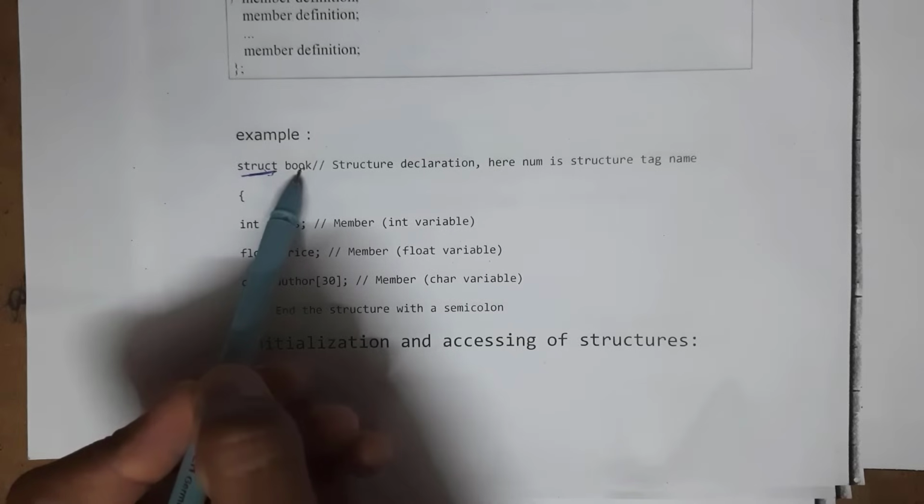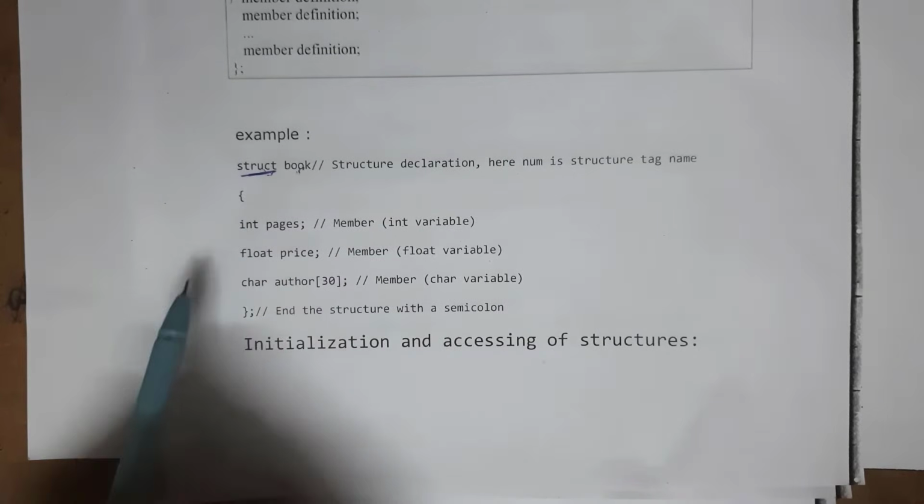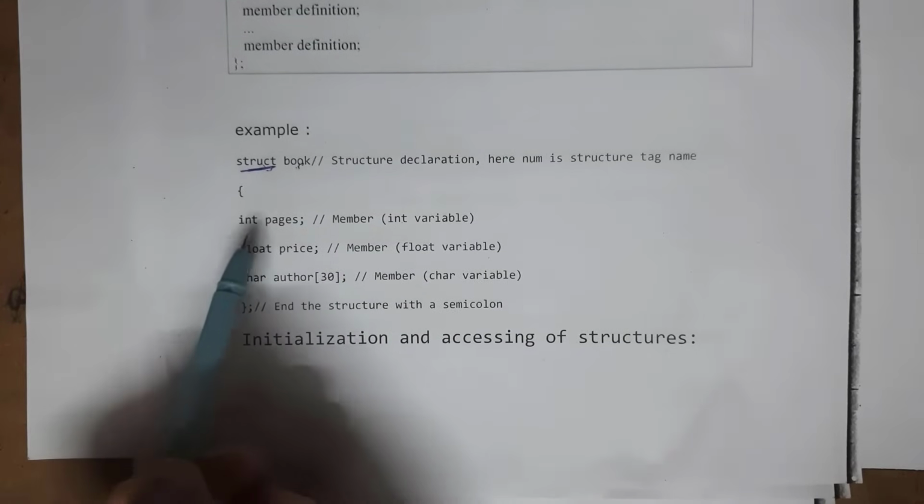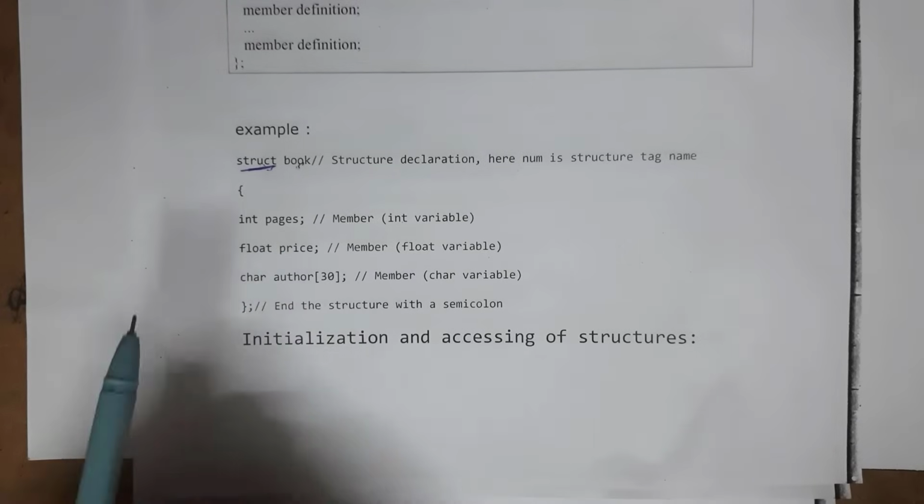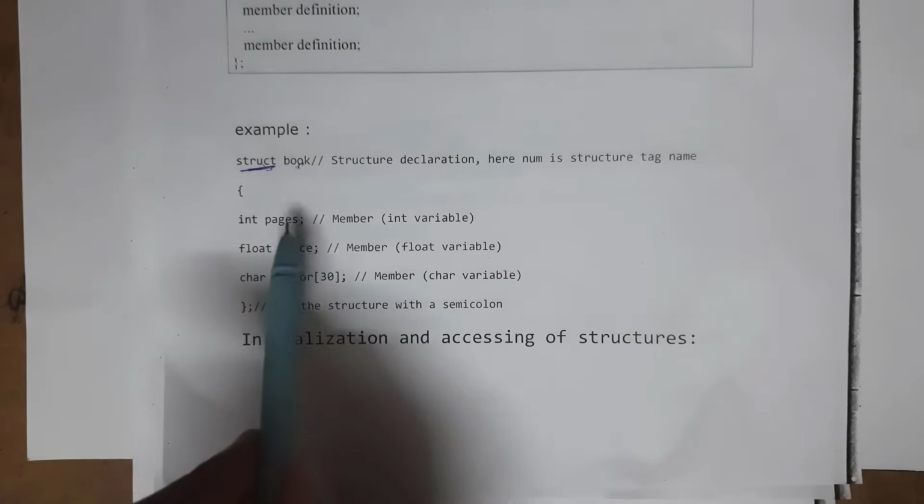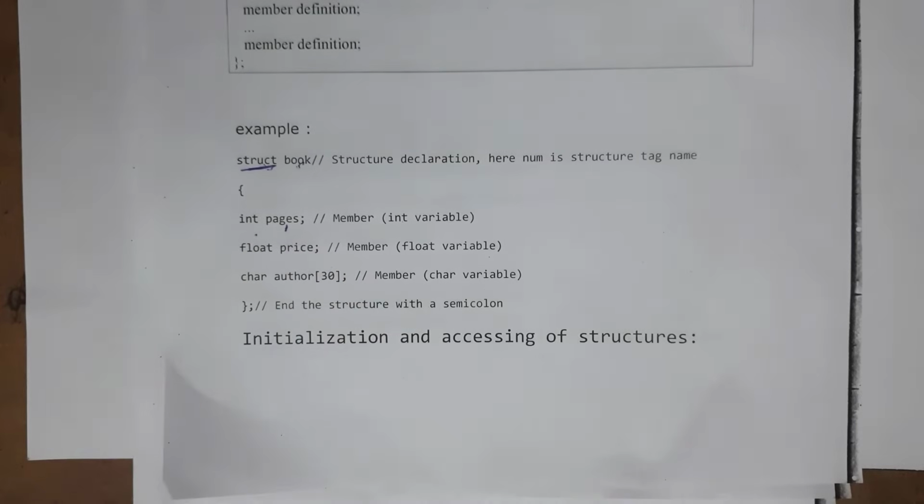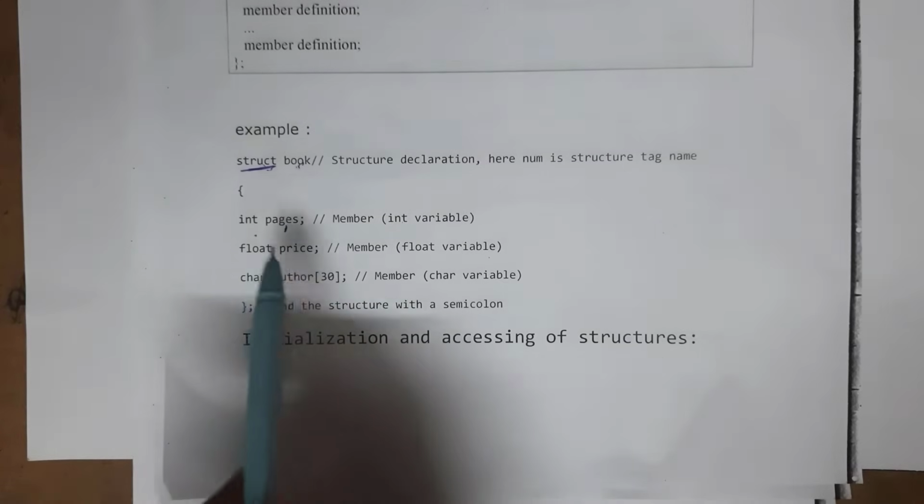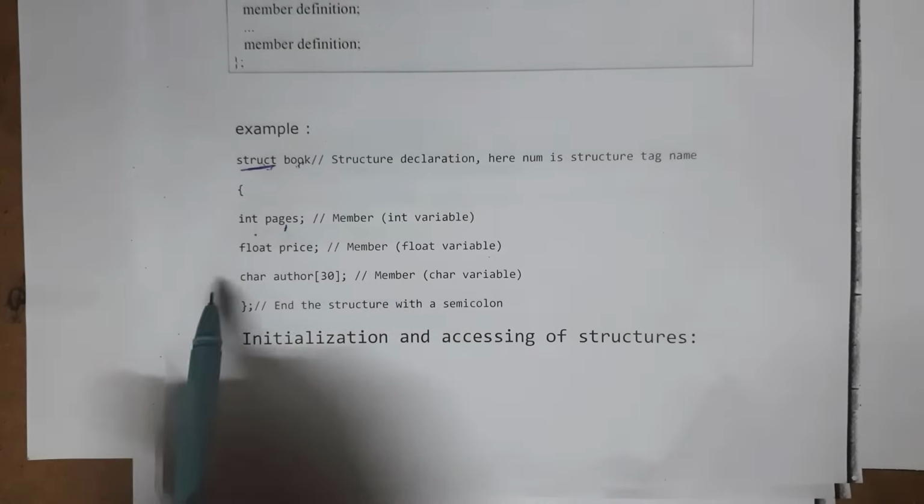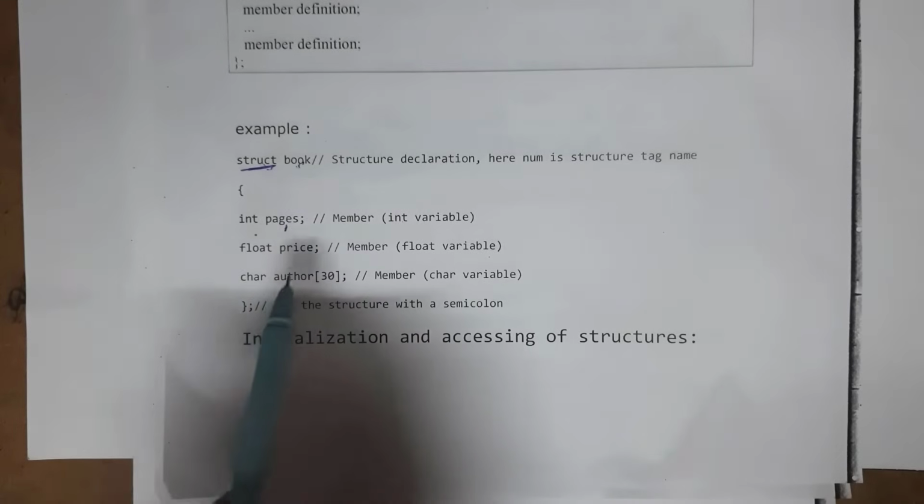Book is the name of the structure, and after that I opened curly brackets, and inside the curly brackets I wrote int pages, float price, char author, where pages is the variable name and int is the data type. As I said before, by using structures, we can store variables of different data types in one place. So here I stored the variables pages, price and author. These three are variables of different data types. I stored these variables in a single place by using a structure.